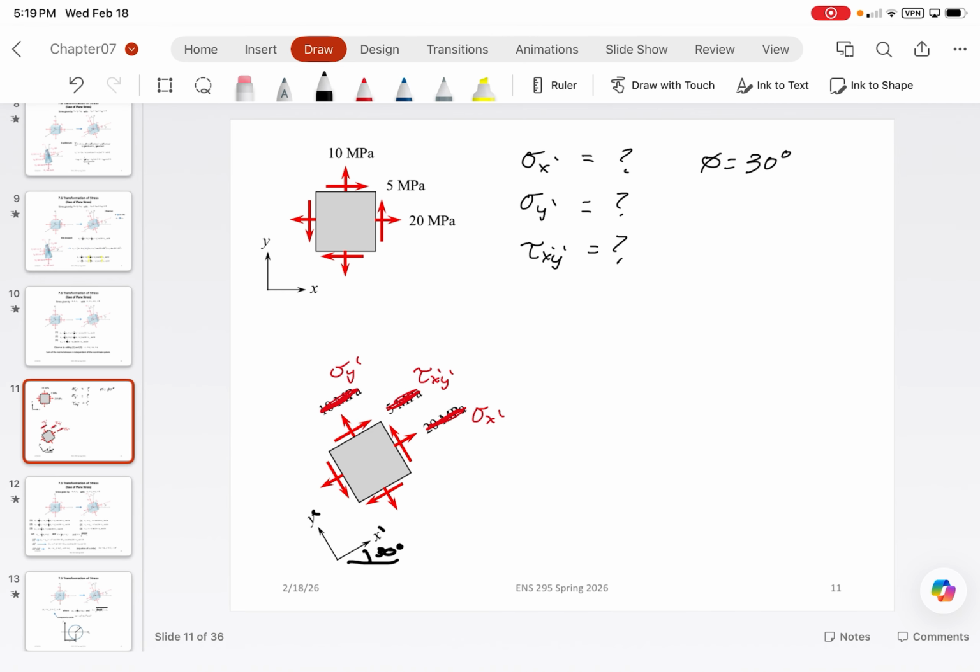How would we find the transformed stresses? What would this look like? I'll give you guys just a minute to figure that out.